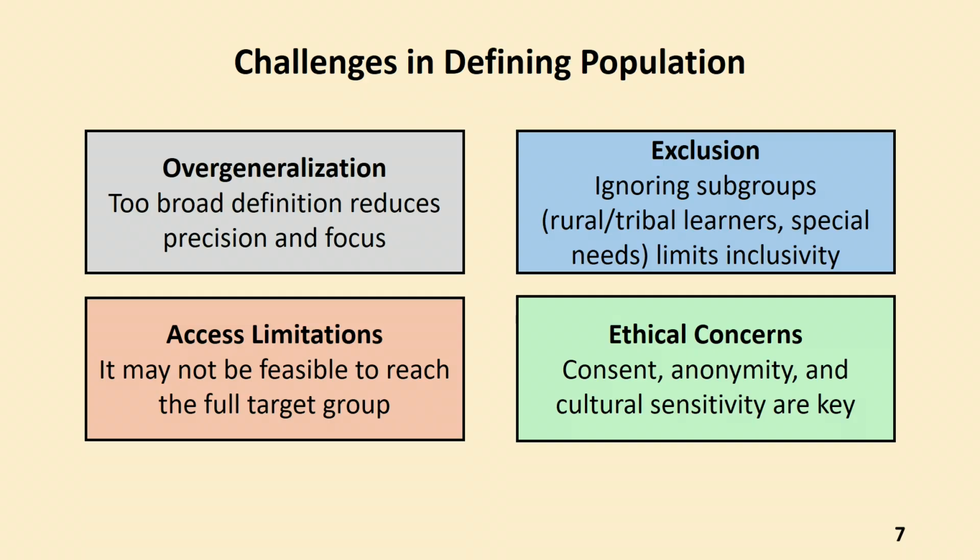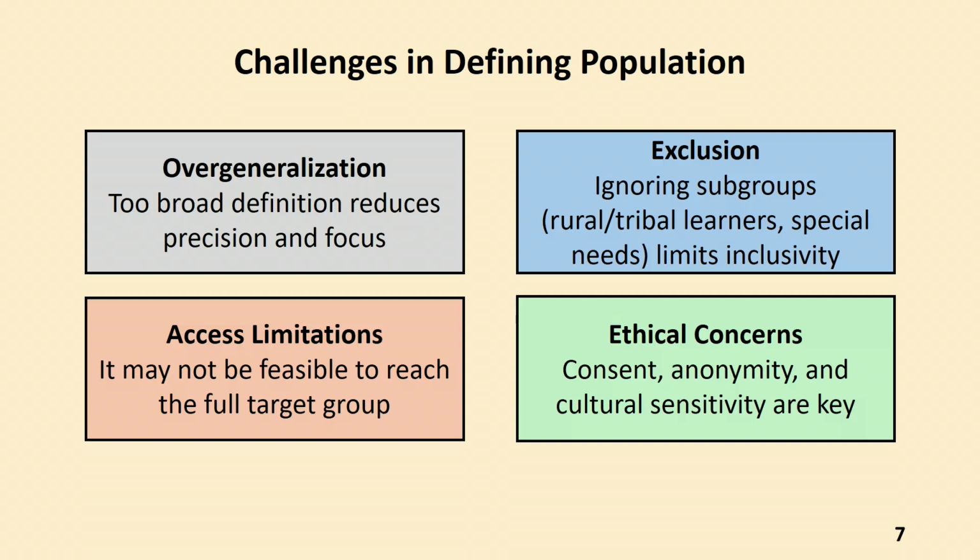So first of all, we'll discuss overgeneralization. This is a very important and serious aspect of defining a population. Too broad definitions reduce precision and focus. Whenever you define your population, it is always recommended that you do not make very broad definitions, because the moment you do, it becomes difficult to articulate it accurately and keep a focus on it. Therefore, try to avoid overgeneralization while you define your population.